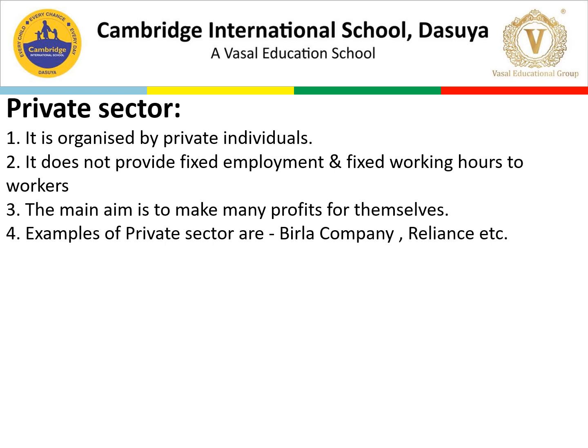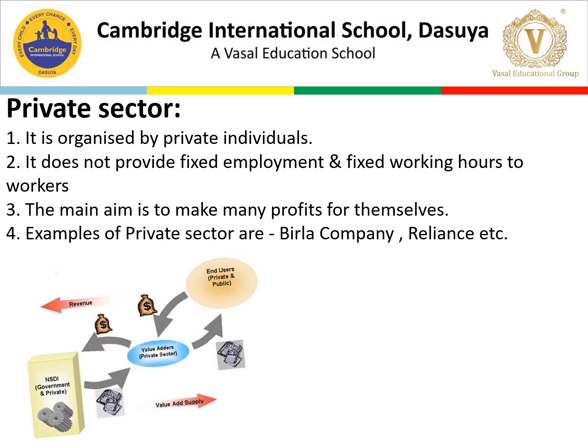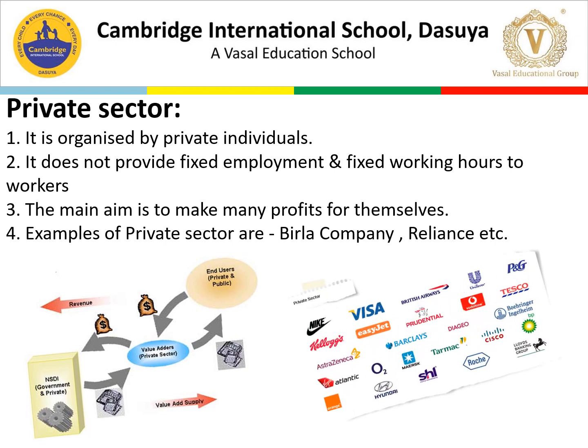Now what are the examples? Examples are Birla company and Reliance Industries. Under Reliance also, many companies are there. Next we have other examples. NSDL, users, even public and private, these all come here. So Visa, Kellogg's, you have so many examples here. Roche, Atlantic, all are part of this. So that is the private sector finished now.